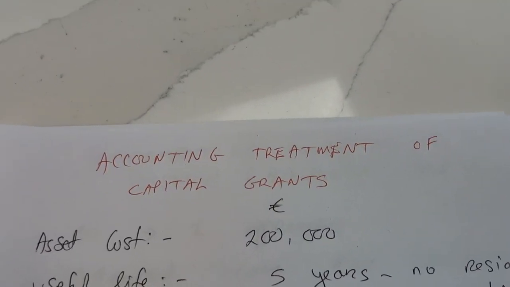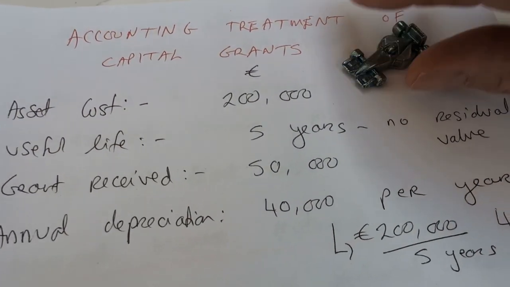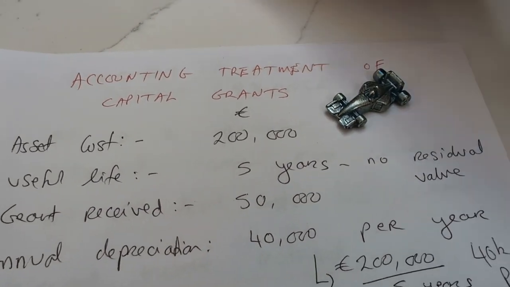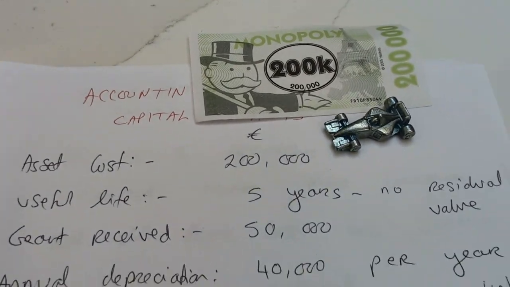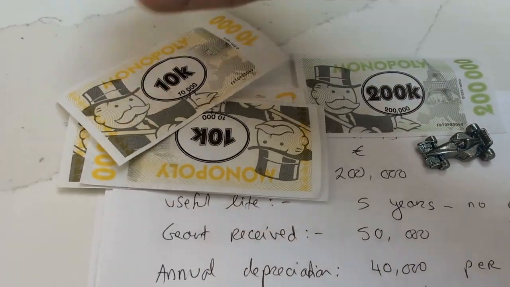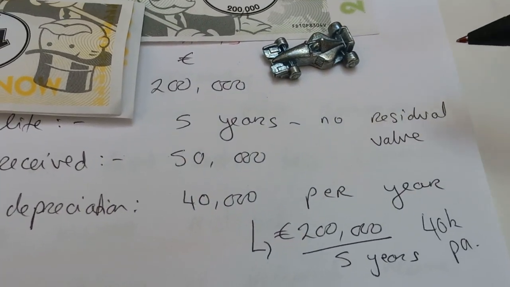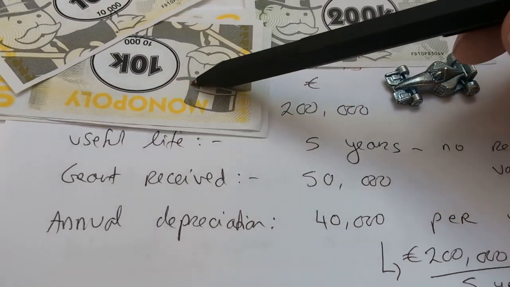Let's look at the accounting treatment of capital grants. Okay, so we have an asset costing 200 grand. We're in the business of making performance cars, and they cost 200,000 to make. And the Irish government says we want to encourage this type of business, and we give you a grant of 50,000 towards it. The car has a useful life of 5 years and no residual value at the end of it, and we get a grant received of 50,000.